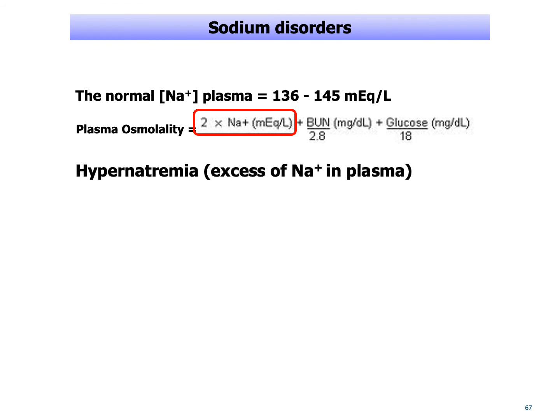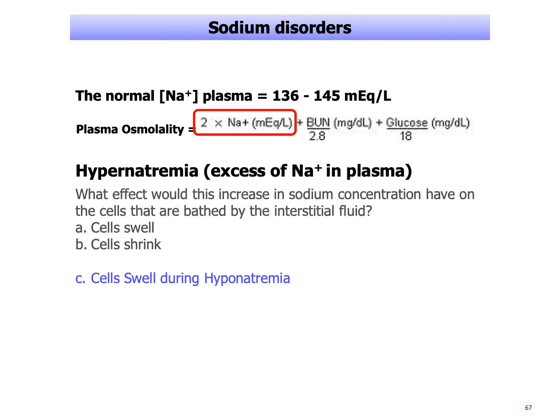Hypernatremia, that is excess of sodium in the plasma. This is a small question here, so you can think of what effect would this increase in sodium concentration have on the cells that are bathed in the interstitial fluid if there is hypernatremia. You can think of this question. Yes, the answer is correct. The B, the cell shrinks.